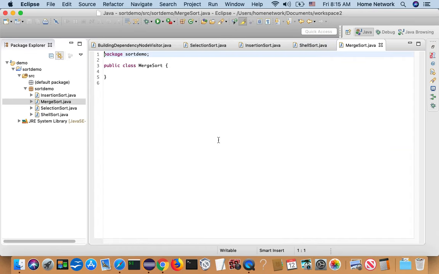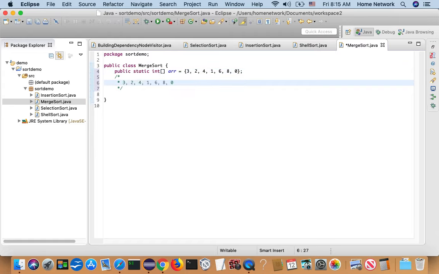Okay, mergeSort. mergeSort sorts an array by divide and conquer. So in order to sort this array, we first divide it into two halves, the left half and the right half. In order to find the dividing point, we use this formula.